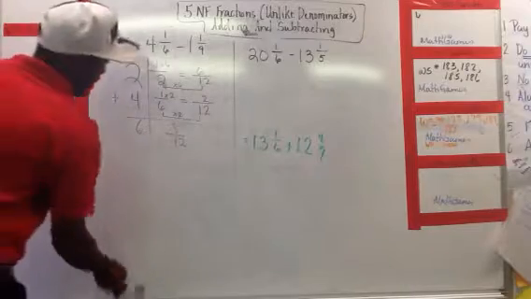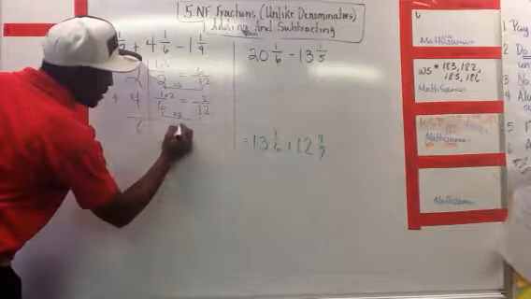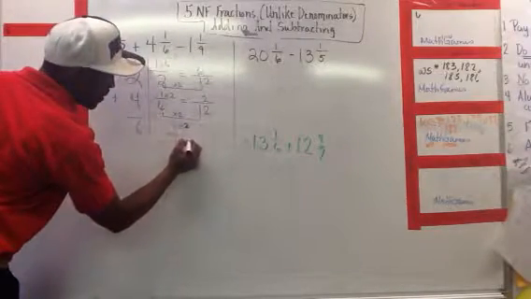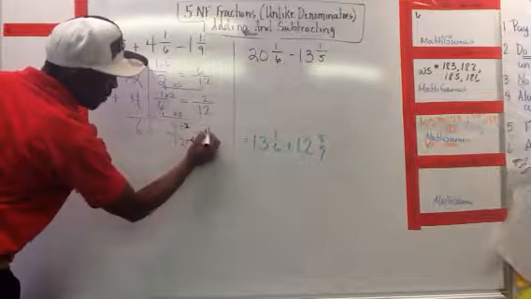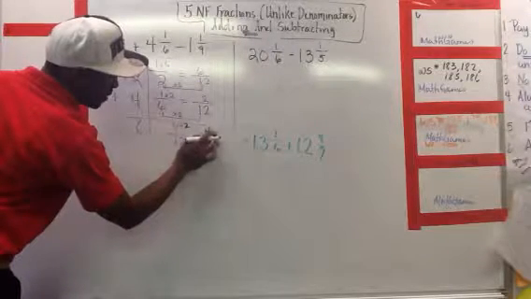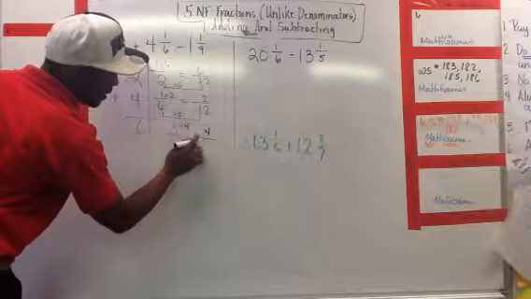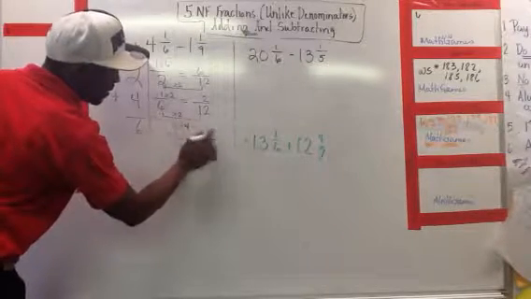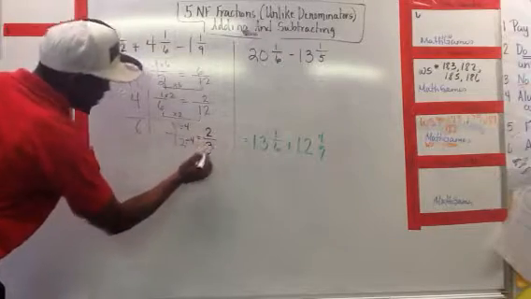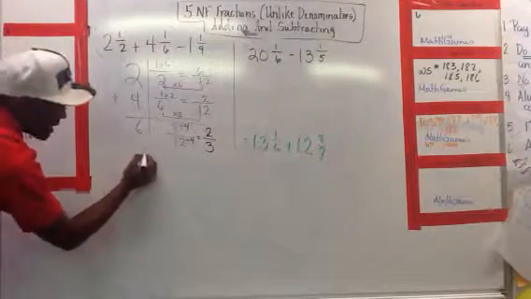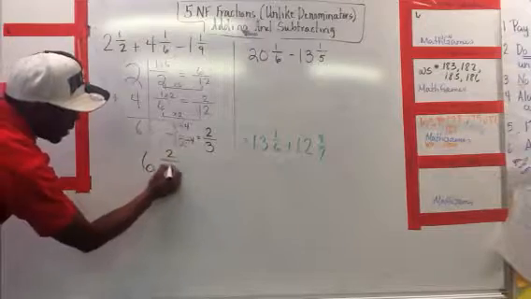Can I simplify that? Yes. What can divide into both of these? 2. Bingo. And then you get 4 over. Oh, you go by 4. Actually by 4. Yeah. Very good, Keontae. You get 2 over 3. So 6 2/3.